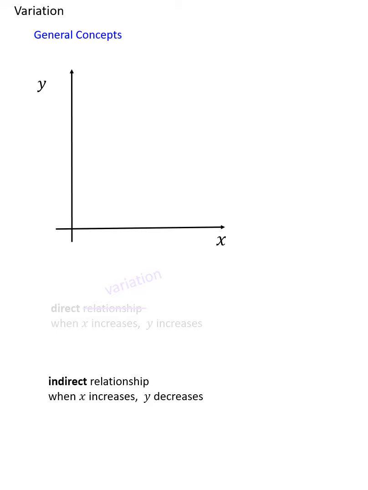Let's change our focus now and look at a very special kind of indirect relationship. In general, an indirect relationship is one in which when x increases, y decreases. But more specifically, we could have a curve that describes the relationship between x and y that looks like this. We have this kind of curve, and I'll be more specific about this in a minute, but when we have this kind of indirect relationship, we not only call it an indirect relationship, but we call it indirect variation.